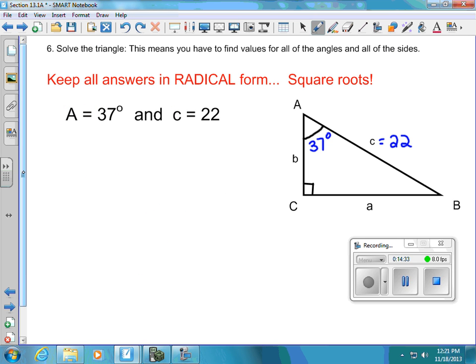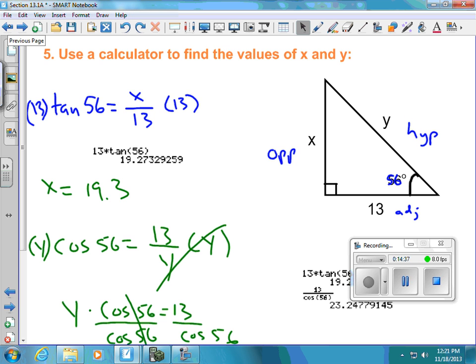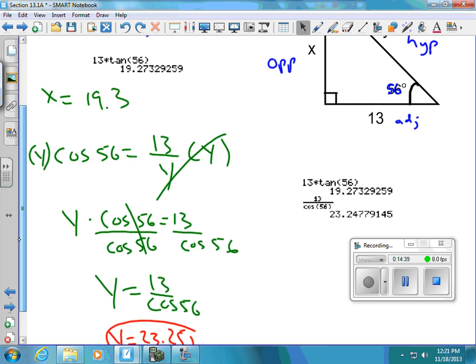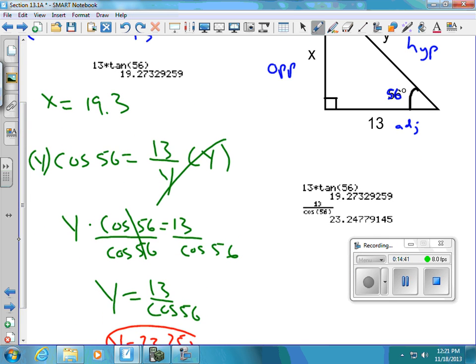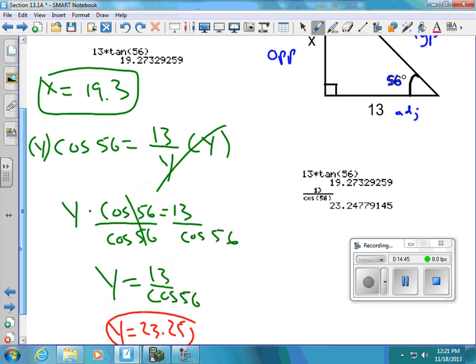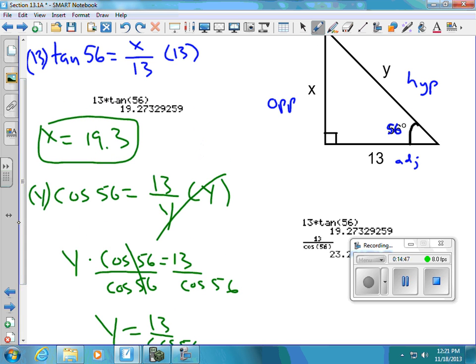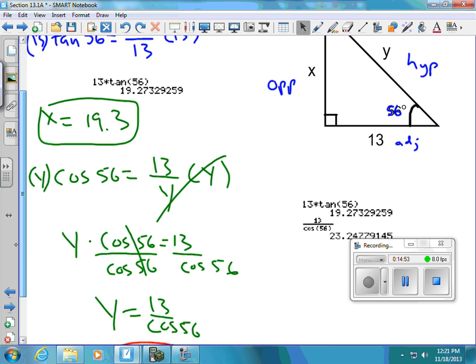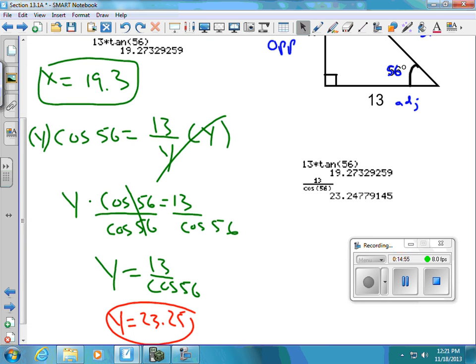Now if we want to test this out, we do the Pythagorean theorem with 13, 19.3, and 23.25. It should come out to be pretty close. 13 squared plus 19.3 squared should be pretty close to 23.25 squared. It won't be exact because of rounding, but it should be very, very close.